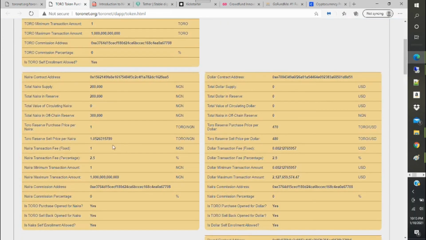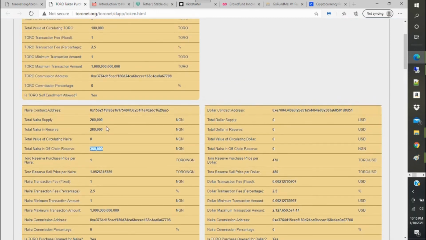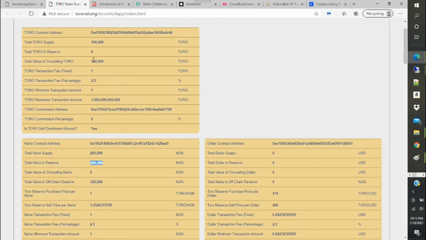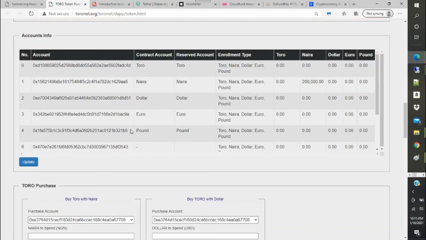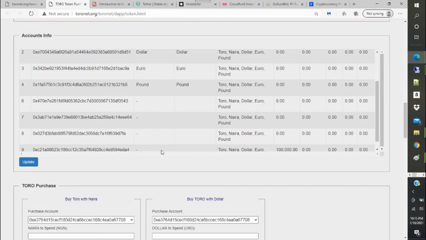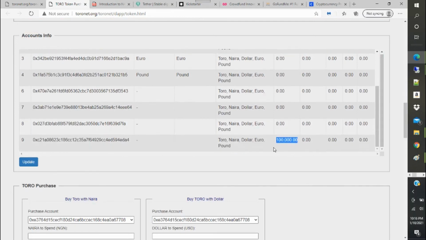Okay, so we see that everything that's currently backing anything on the blockchain is 300,000 Naira here, and 200,000 Naira of that is in the reserve, and 100,000 Toros, which are currently valued at 1 in Naira, is circulating in a customer's account, and we can see the customer's account here. So the reserve Naira has 200,000, Toros have nothing, and a customer's account ending with EDA4 has this amount. So this is what is expected.